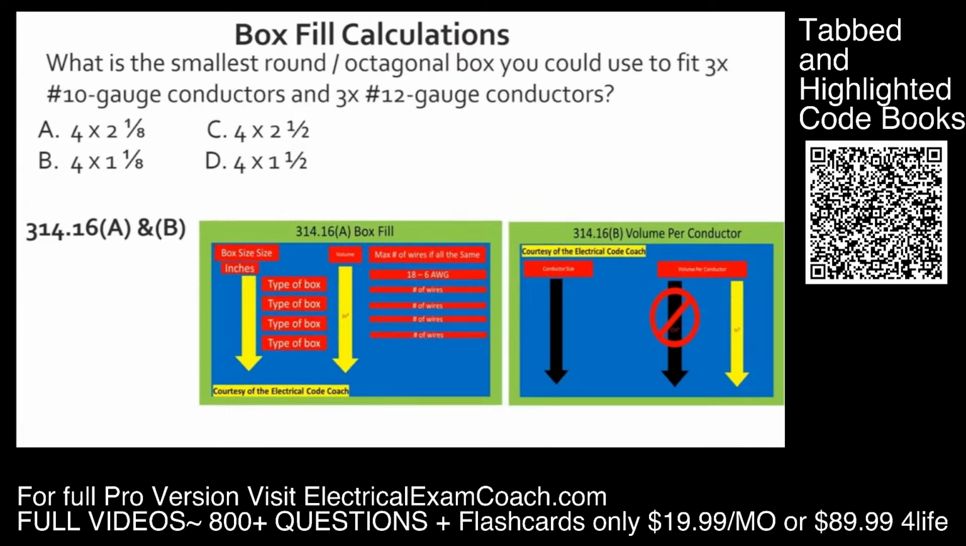What is the smallest round octagonal box you could use to fit 3 10-gauge conductors and 3 12-gauge conductors? For this one, we're going to be using both the tables again. Let's go ahead and work out all of our math. And we find out that these conductors are taking up a total of 14.25. Now let's head over here to table A and go down the volume column until we find the right type of box, which is right up here at the top, the round octagonal boxes. Find the one that fits, and it's a 4 by 1.5 inches. Great job.